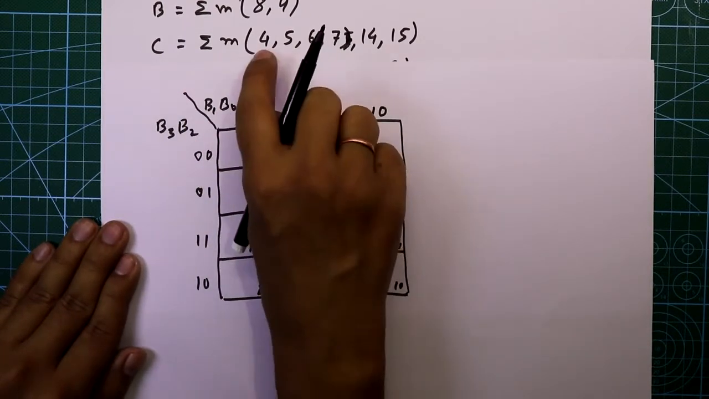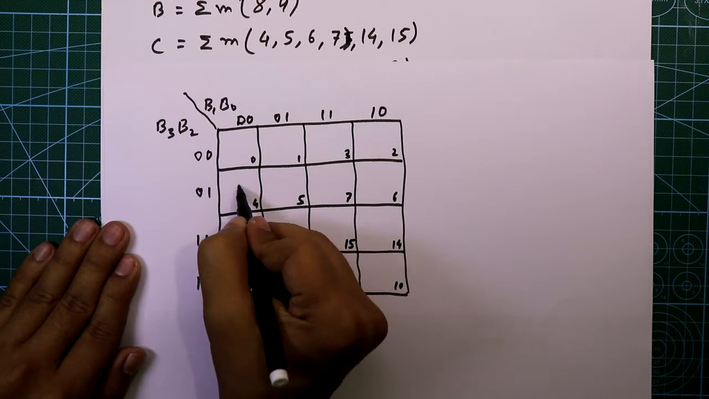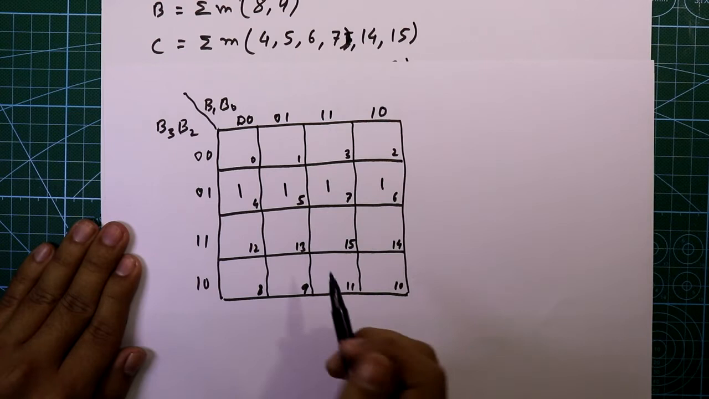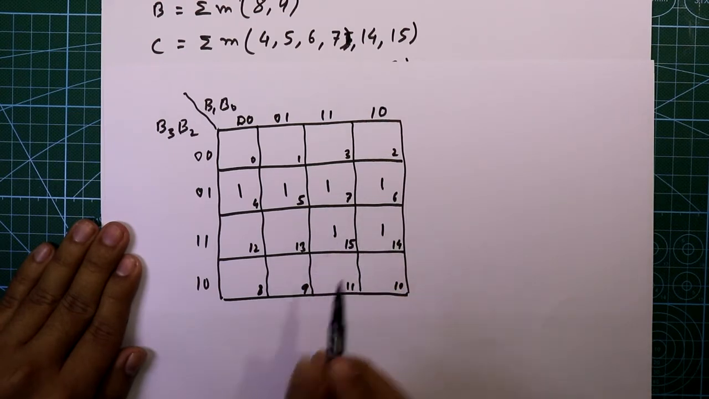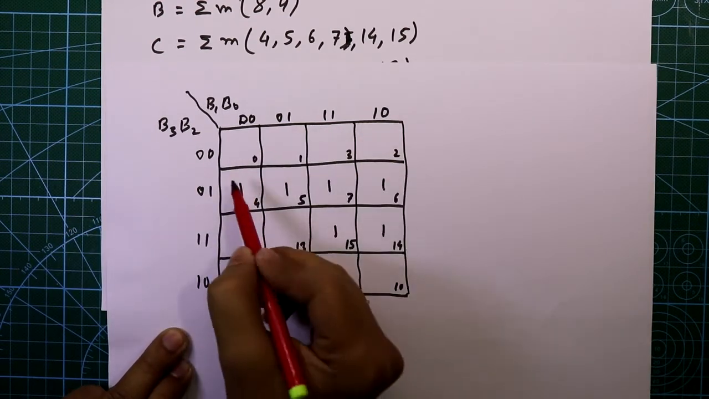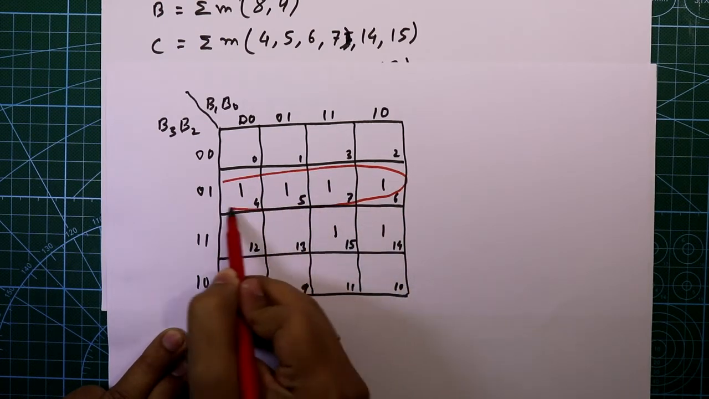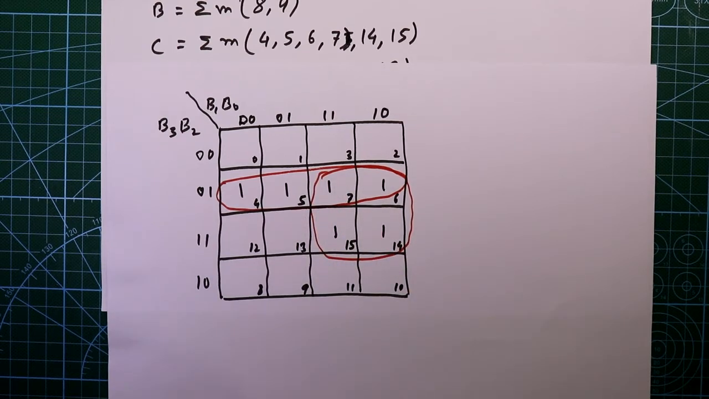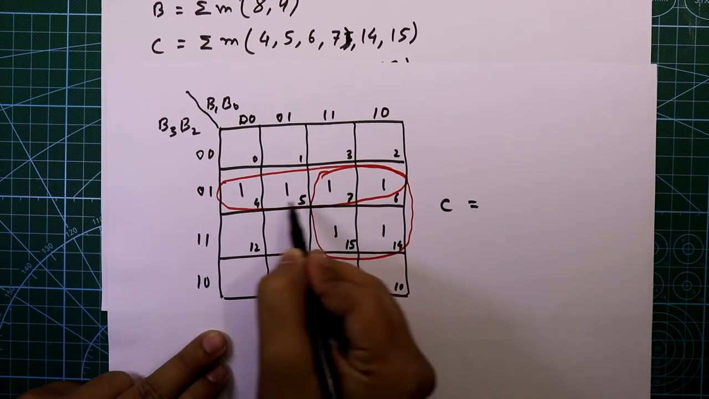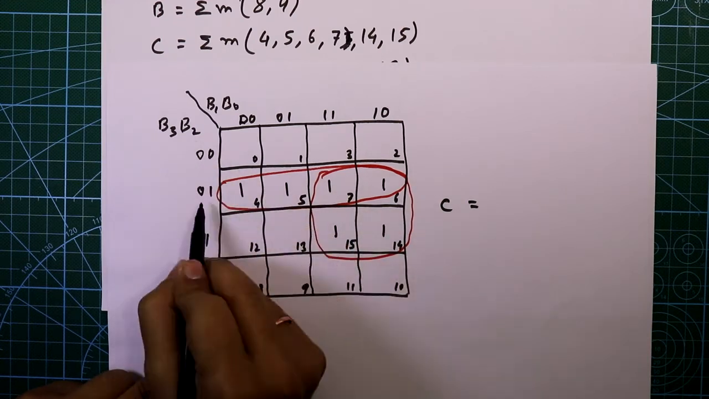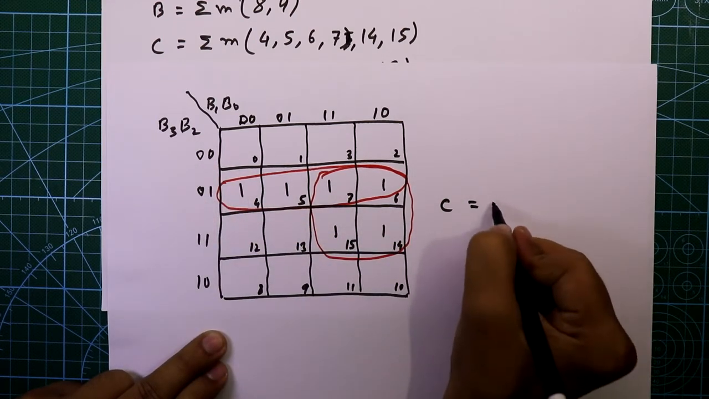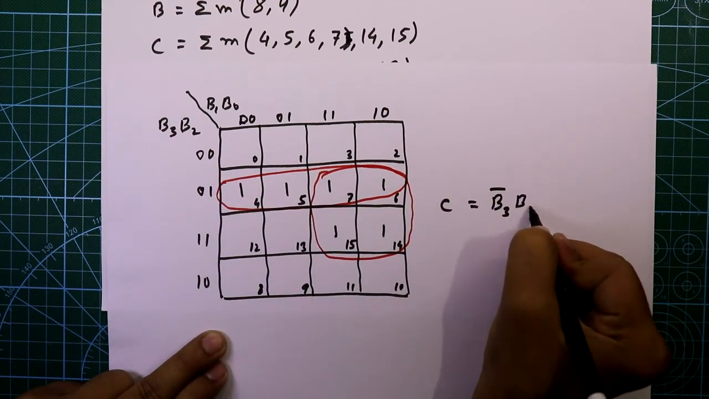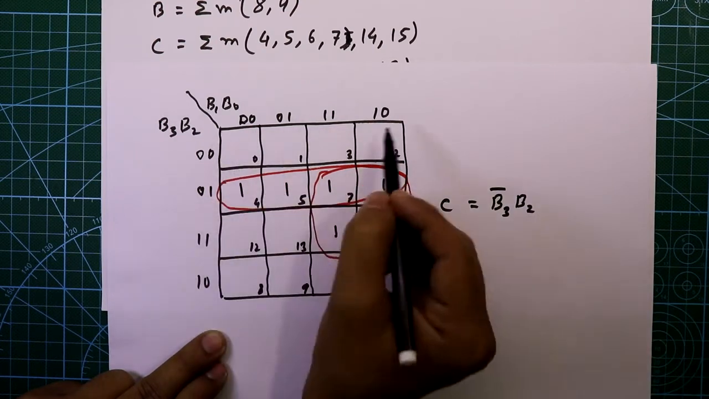T equal to 4, 5, 6, 7, 4, 5, 6, 7, 14 and 15, 14 and 15, and others are 0. So make it, here is one group and another group is here. Okay, C equal to, first C, B3 is common but it is 0, so B3 bar, B2, and top side there is no common.